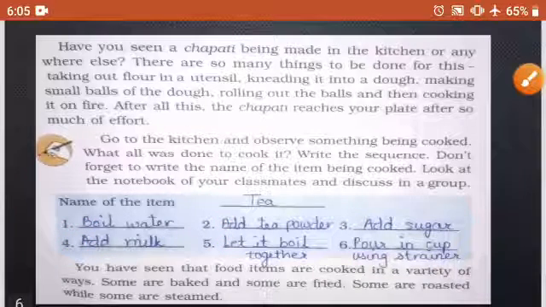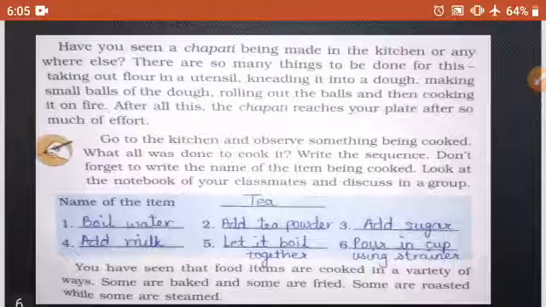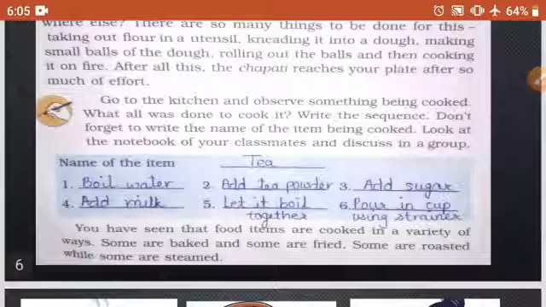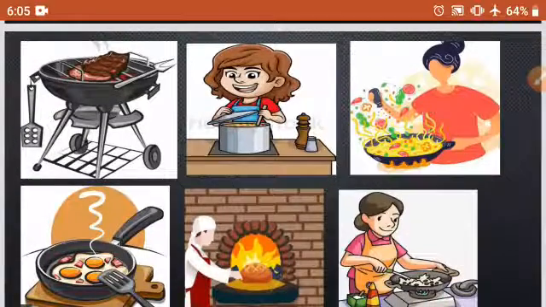So whenever you have to do two things. You have to observe how your mother makes chapatis, and you also have to observe how tea can be made in your house. You have seen that food items are cooked in a variety of ways. Some are baked and some are fried. Some are roasted while some are steamed. So we see that different food items are cooked in different ways.